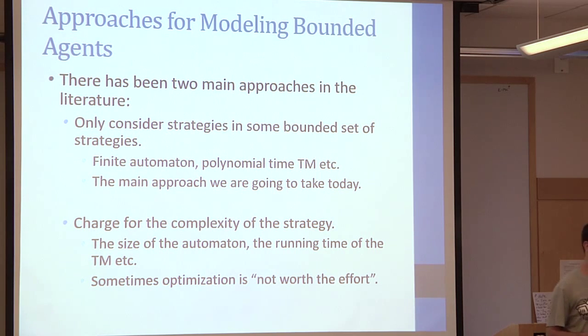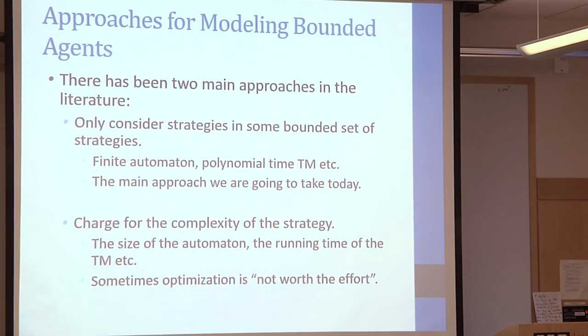Okay, so there are two approaches in the literature for capturing computationally bounded agents. The first is to look at agents that can only implement strategies in some bounded set of strategies. For example, agents that can only use finite automata as their strategies, or can only use polynomial time Turing machines. And this is the main approach I'm going to follow in this talk.